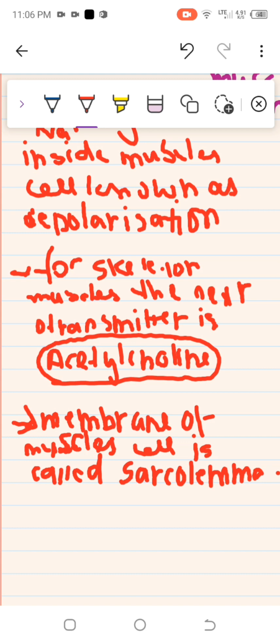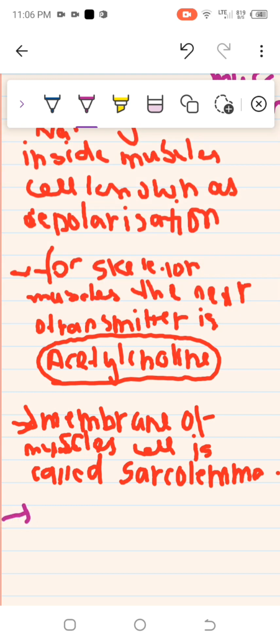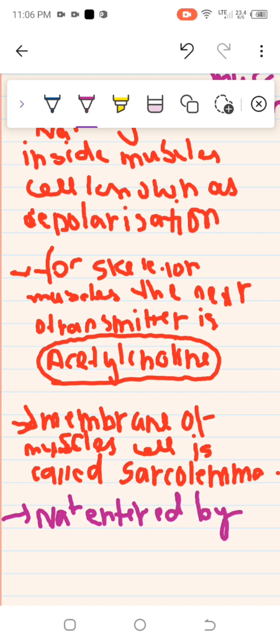Okay, so Na enters the muscle cell. How? We have different types of transport. Na enters by passive transport. Remember this, Na enters the muscle cell by passive transport.